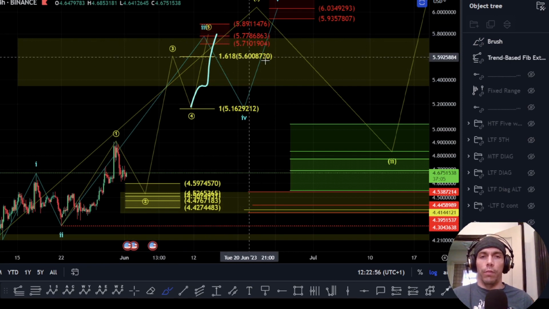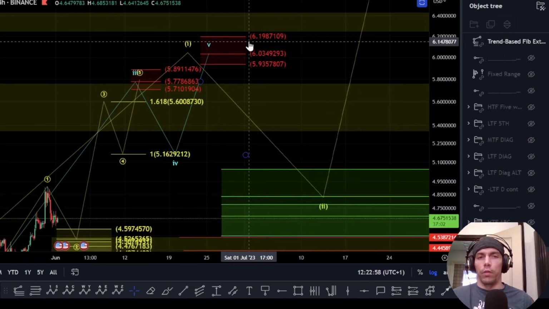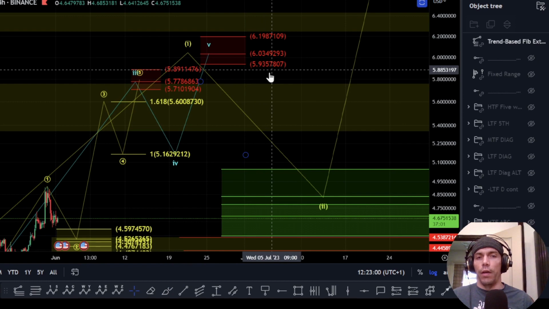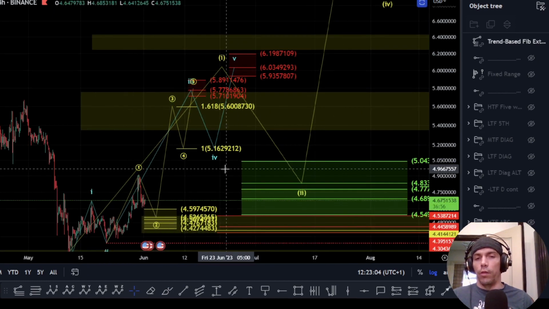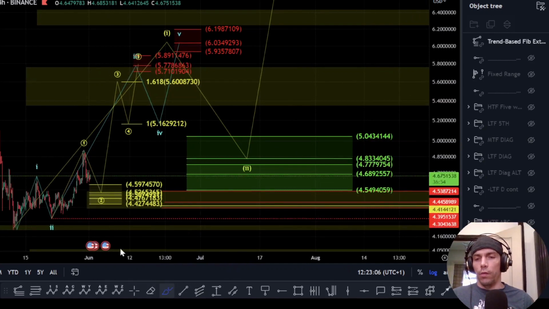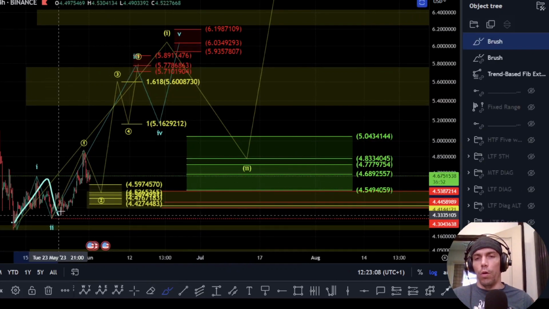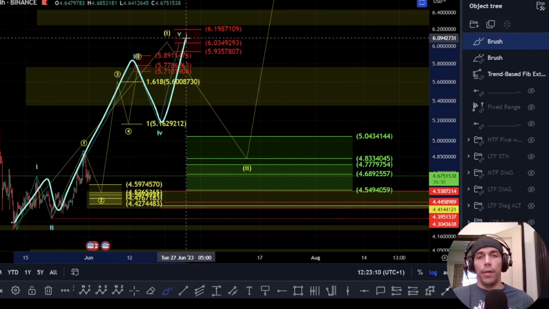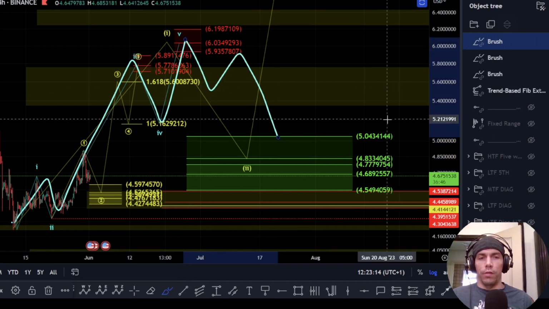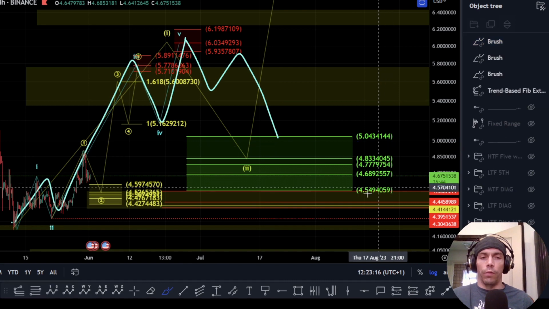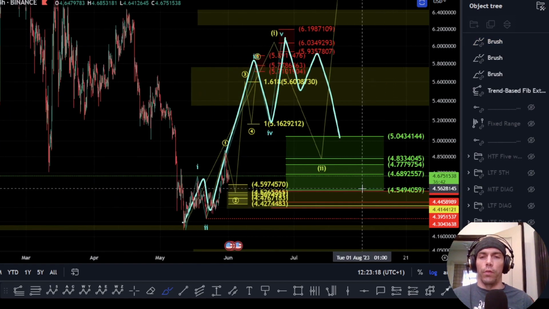And we would eventually look to potentially target out this 619 to this 593 area if this is developing as an impulse as I have it here. What we'd want to see then is if we do just get this as a bigger 1, 2, 3, 4, and 5 here, we'd want to see a 3-wave move to the downside, looking to retest this zone of this $5.04 to this $4.54 area.